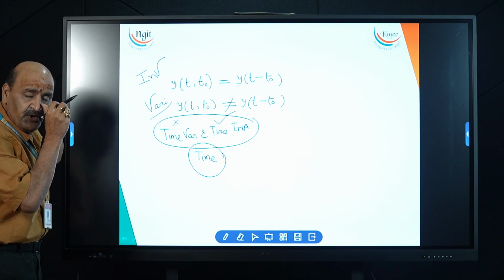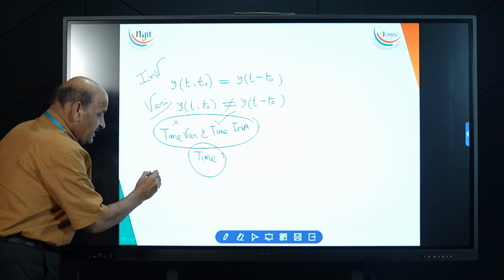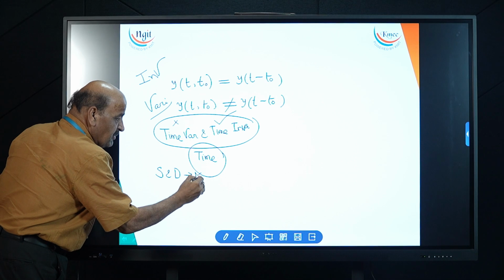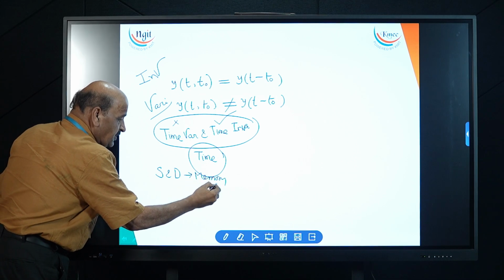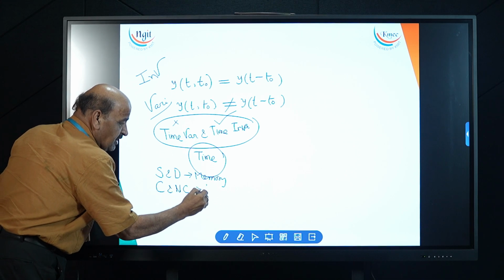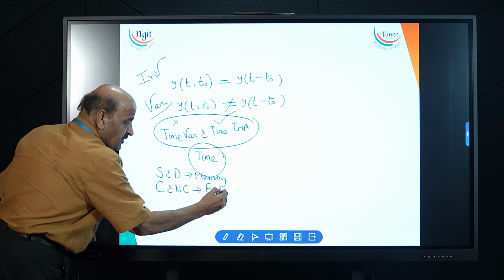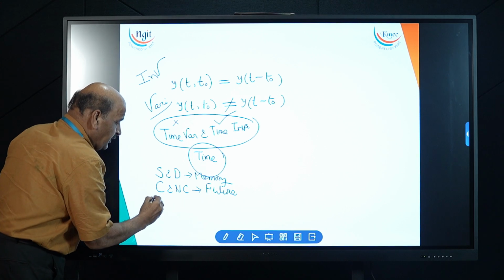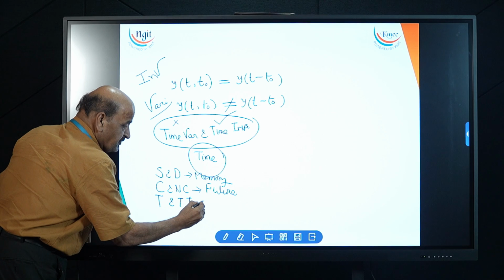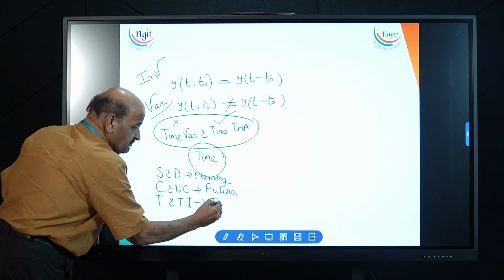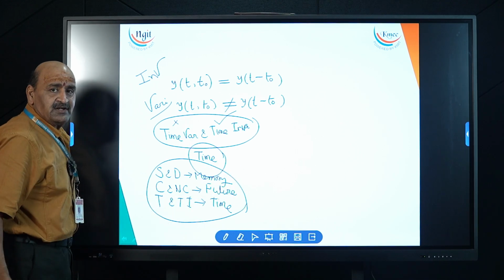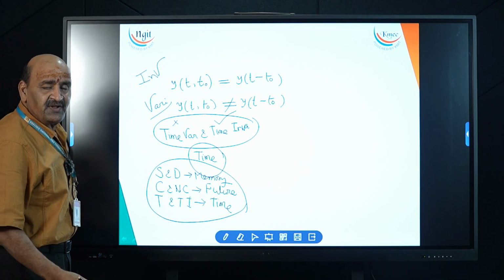Again, one more time I am reminding you. Regarding static and dynamic systems, the dominant word is memory. Regarding causal and non-causal systems, the word is future response. Regarding time variant and time invariant systems, the word to remember is time. These three are very much important for students to understand, to make a clear-cut difference among these three operations.